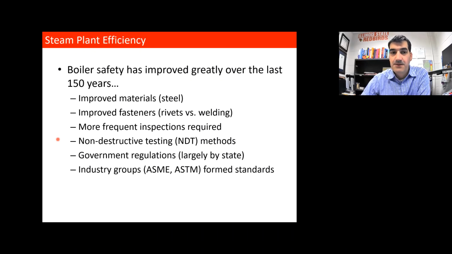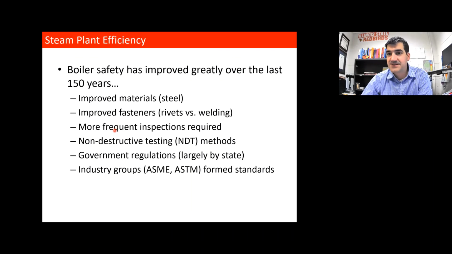So we have better materials, we have better ways of inspecting those materials, we have better ways of fastening those materials together, like in a boiler. We use welding now, whereas welding didn't exist in the early to mid 1800s. They were all riveted together. This reminds me of the Titanic too. Part of the reason why the Titanic sunk was because of poor quality steel and the fact that they were riveted together instead of welded together with modern manufacturing techniques. So same thing applies to boiler and steam system design.